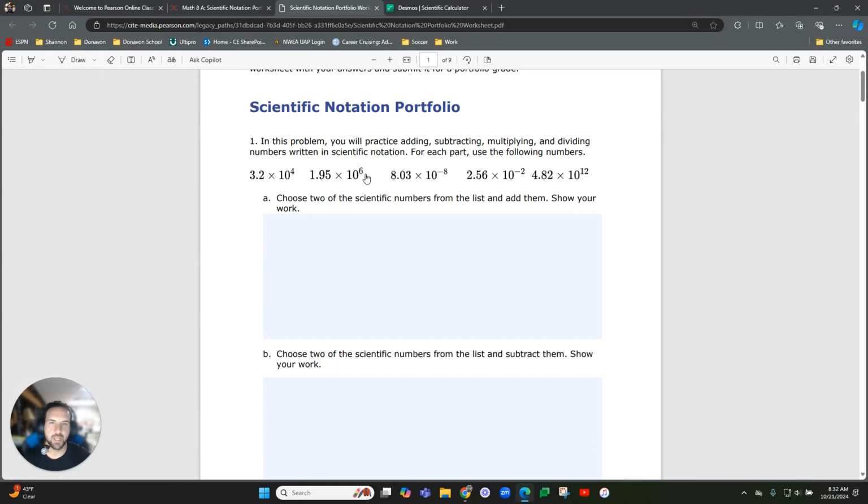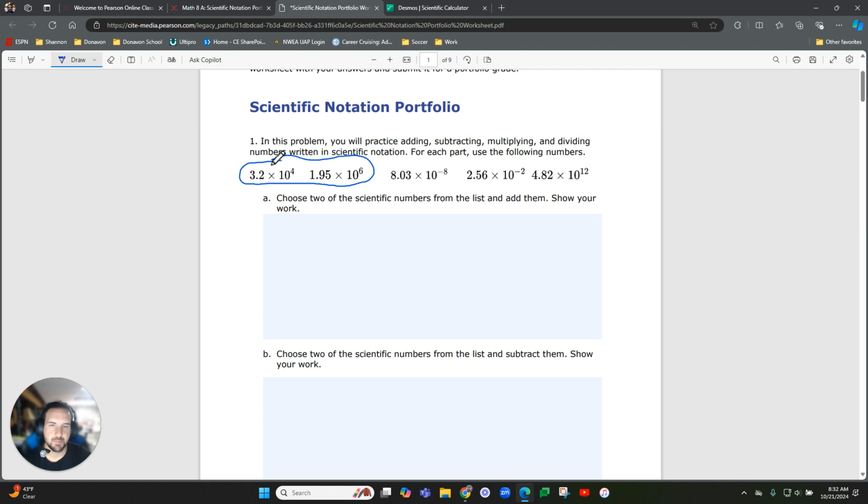Question number 1 says choose 2 scientific numbers. This is part A. There's a list of scientific notation numbers that we're going to add, and we only have to choose 2 of them. When we choose 2, we want to choose numbers that are close to each other, and you can use the same numbers I'm using, so you don't have to do your own numbers. I'm going to choose these 2 because they're the closest.